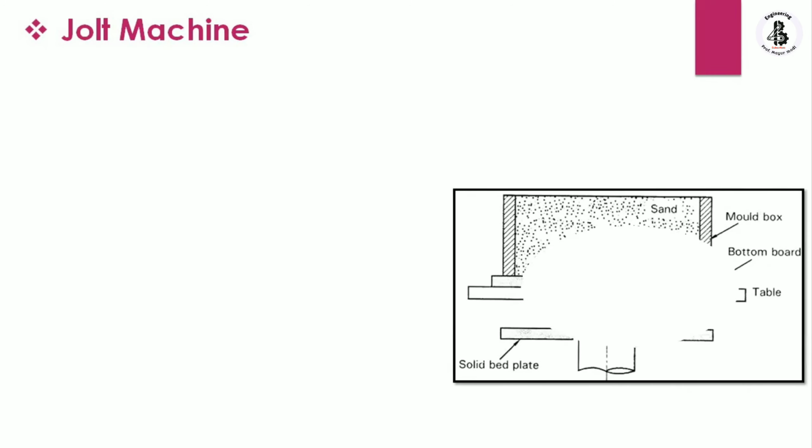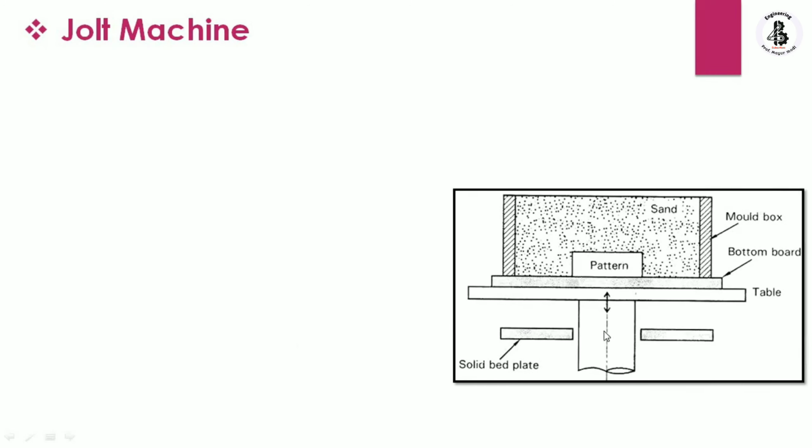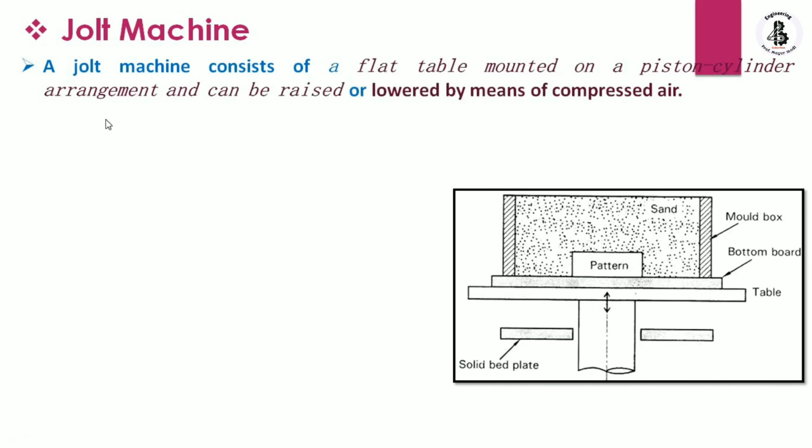So just look at the figure. Here are the pistons, connected with a table, and onto the table is the bottom board. Onto that board the pattern is placed, and around the pattern the mold box is filled with sand particles. A jolt machine consists of a flat table mounted onto a piston cylinder arrangement, and the table rests on it.